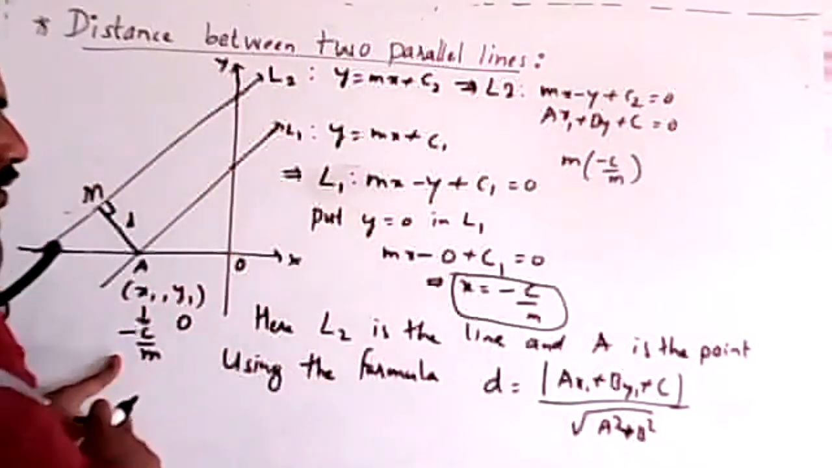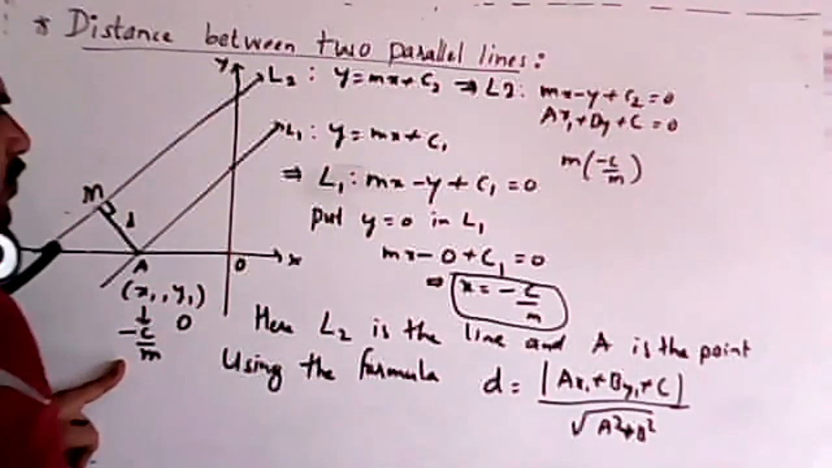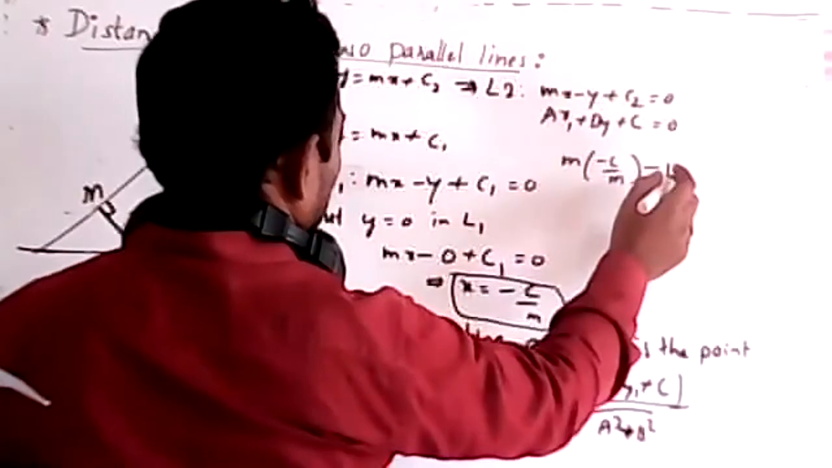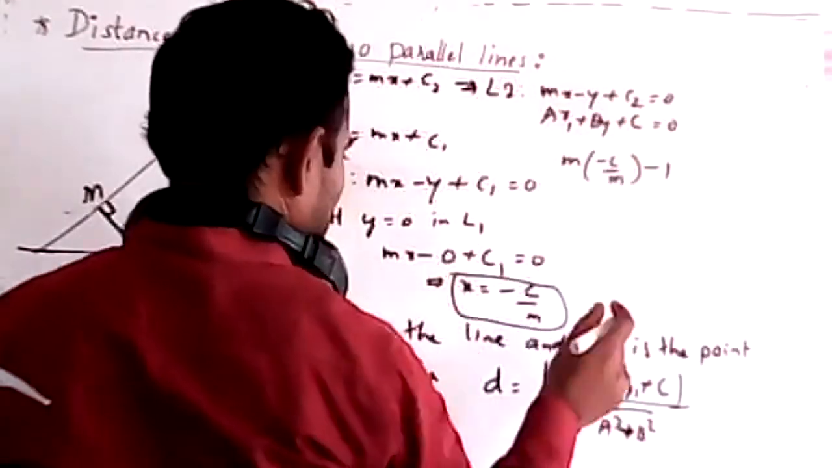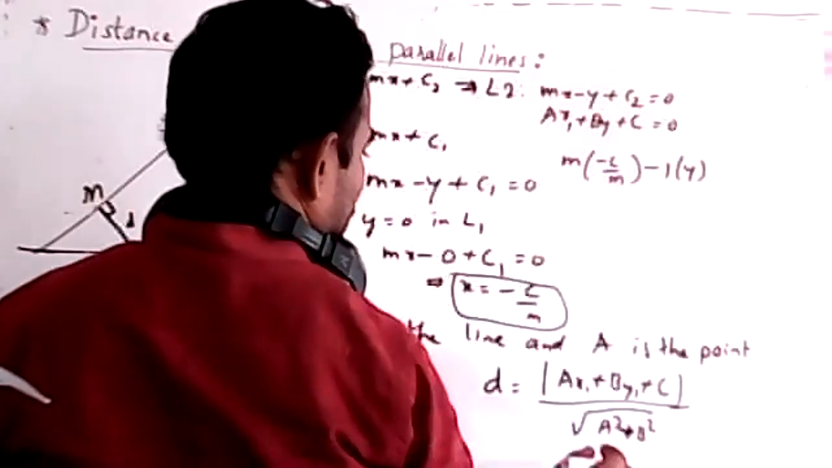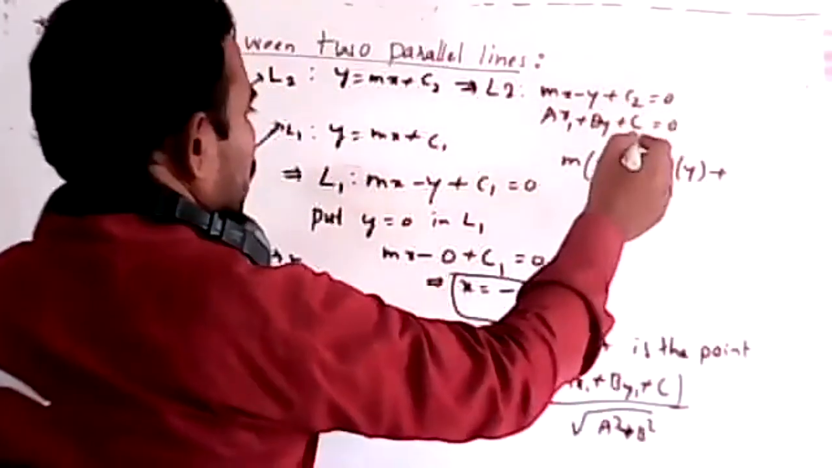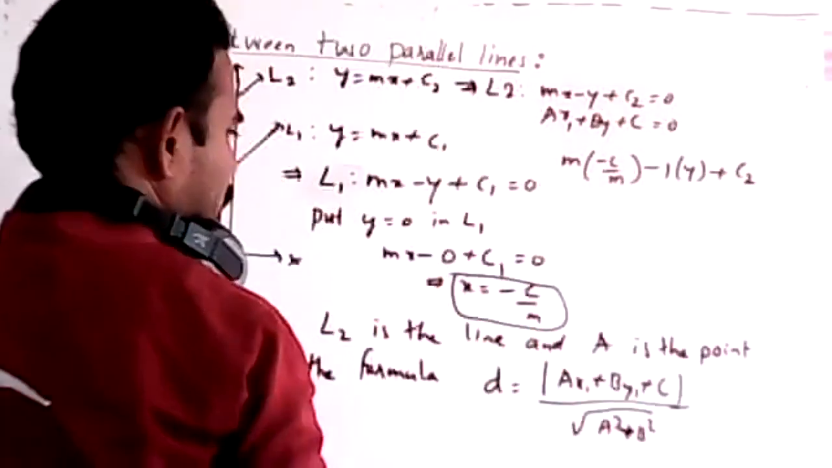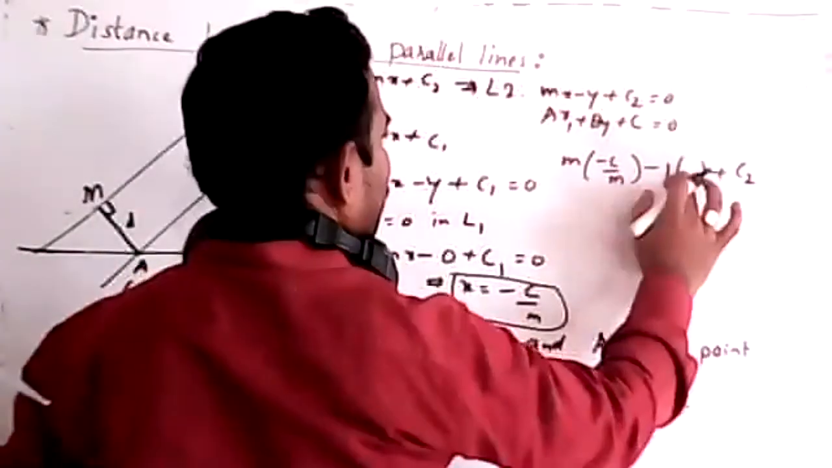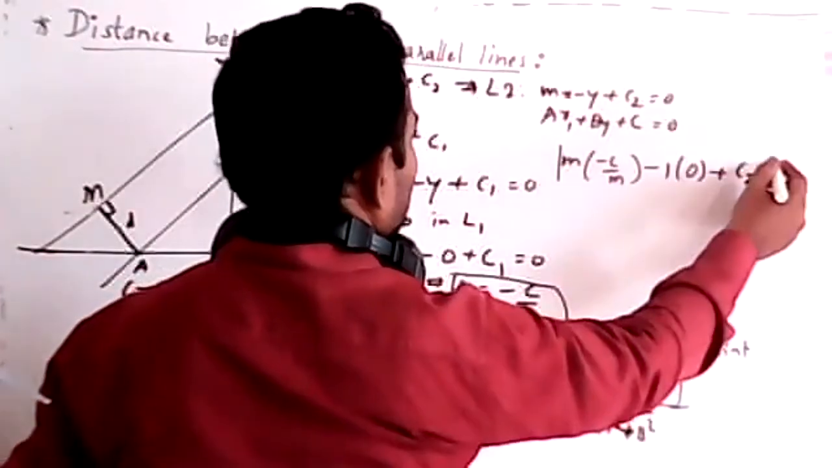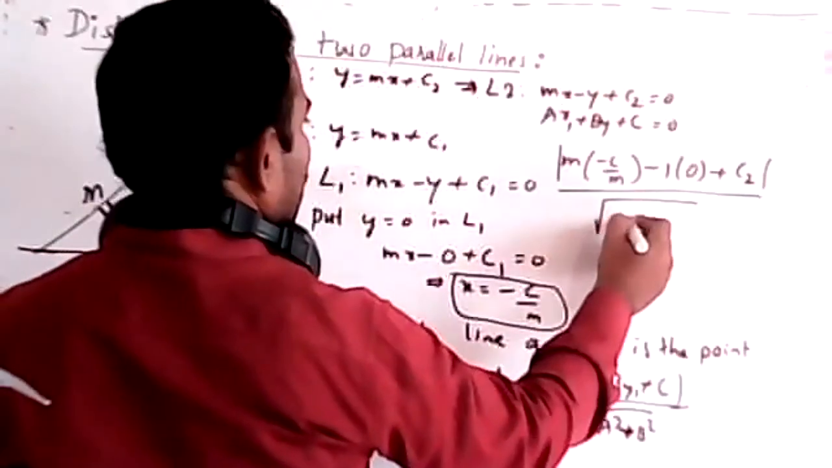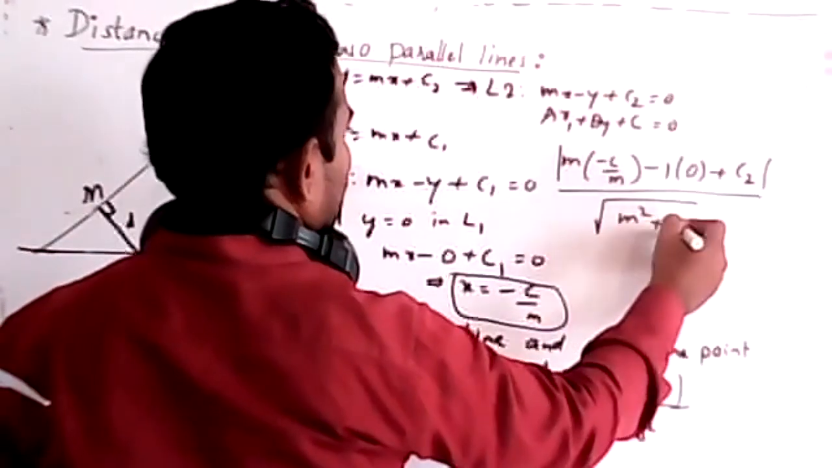X1 is minus C by m here, right? Again, plus By1. B means minus 1 here, so minus 1 into y1, plus C, which is C2 here. But it is not y, it is y1, and y1 is 0 here. Modulus, divided by root of A square plus B square. A square is m square, minus 1 whole square, right?